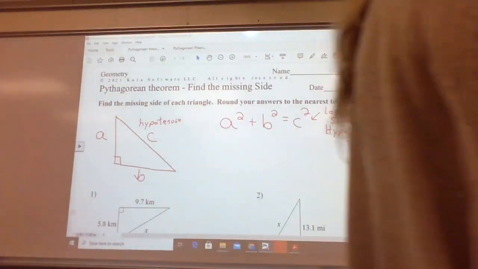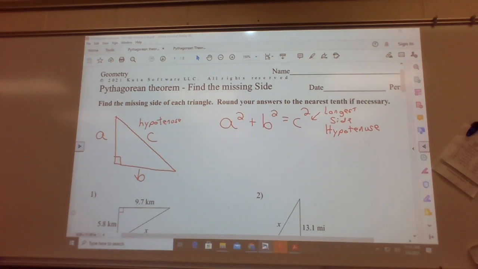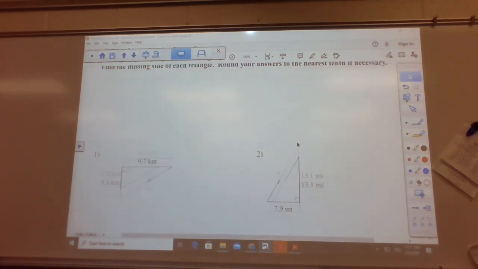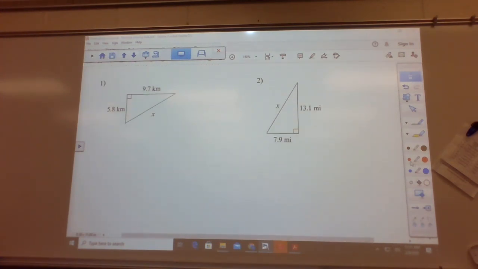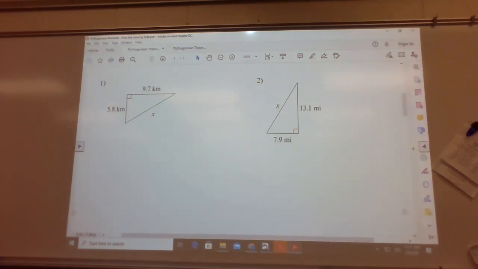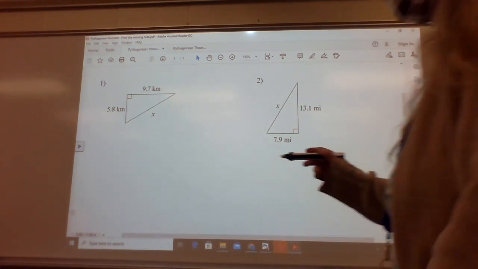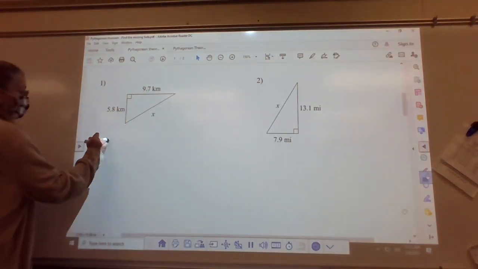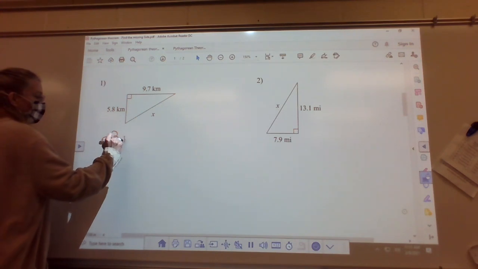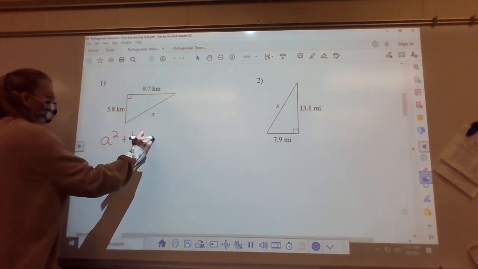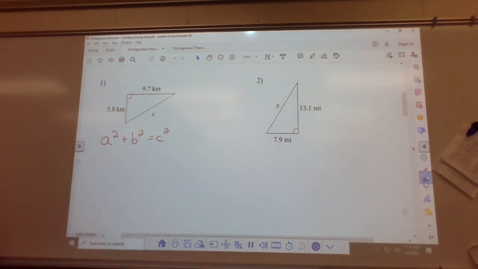Now I'm going to do 4 problems with you, and then there are 4 problems on the back that you're going to do yourself. So, first one. Like I said, the formula isn't going to change. My formula is a squared plus b squared equals c squared.